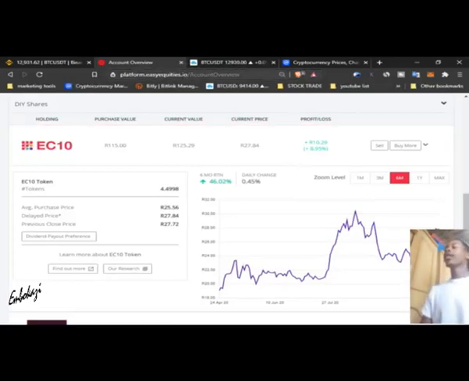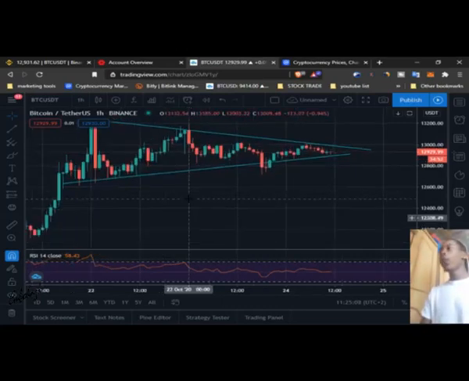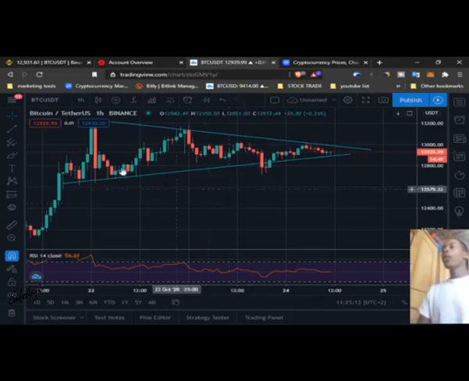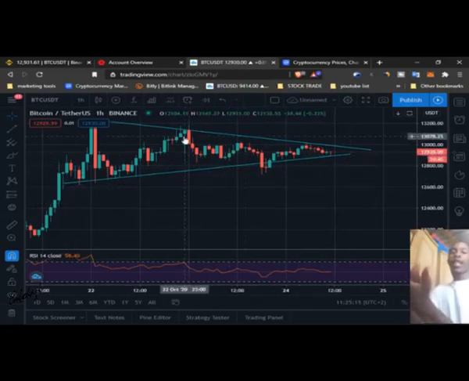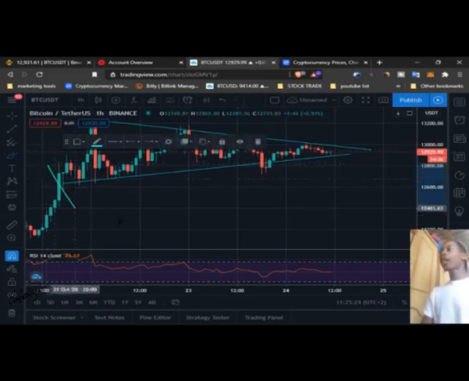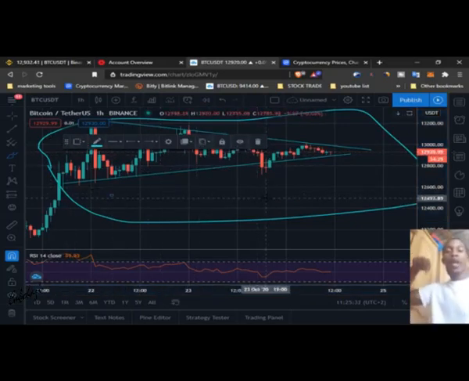Now I'm looking at the chart over here on TradingView, and one thing I'm seeing is that the market is going flat. It's consolidating. This whole part over here, it's just consolidating. Though one thing I can say is that I can see the market is going to move one way or the other way. That means it's going up or it's going down.